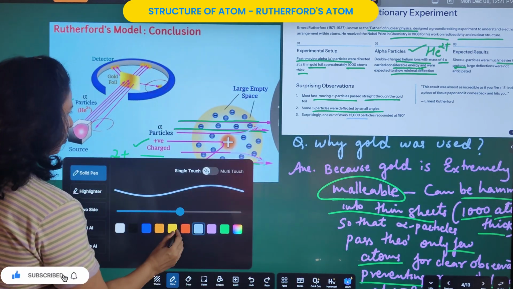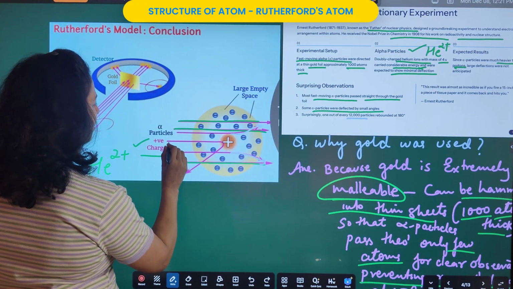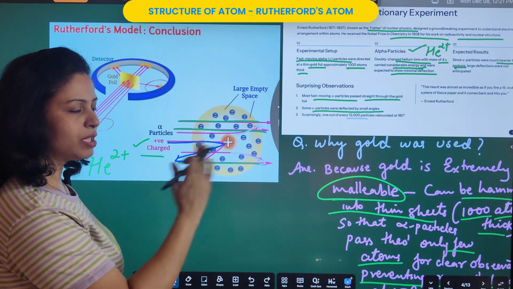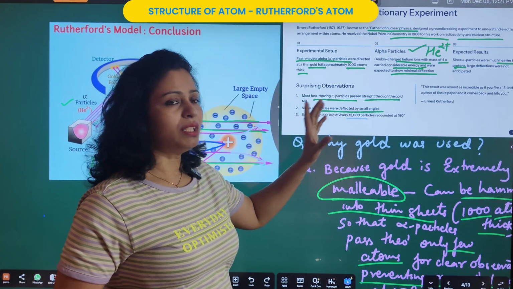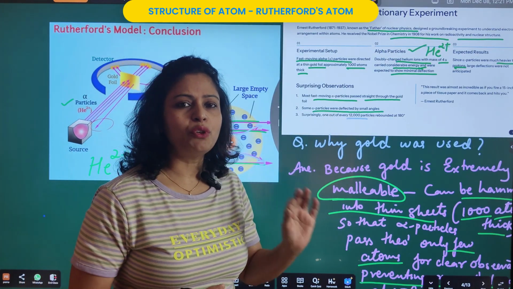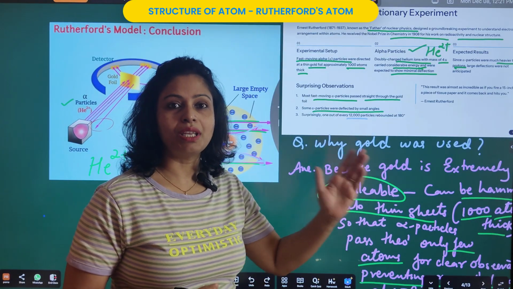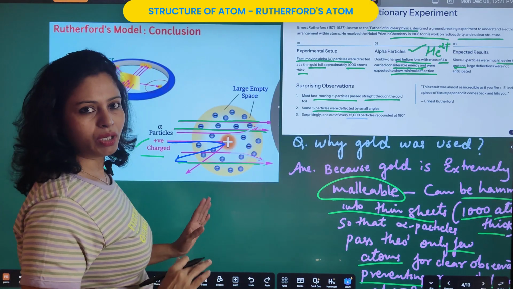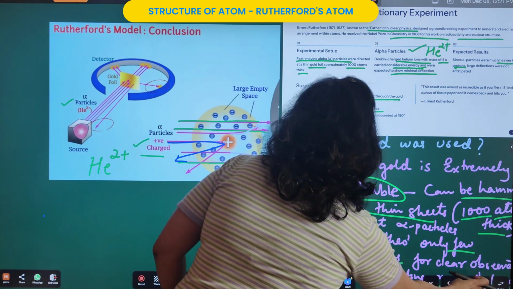Now what is rebounding? Rebounding means going straight and taking a turn, a 180-degree turn. That's just coming back. That is called rebounding. So 1 out of 12,000 particles means very few particles actually took a 180-degree turn. They just rebounded straight back. Very few rebounded like that, but most of the alpha particles just went straight.